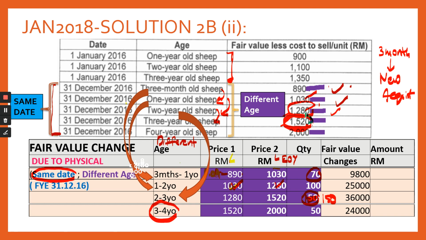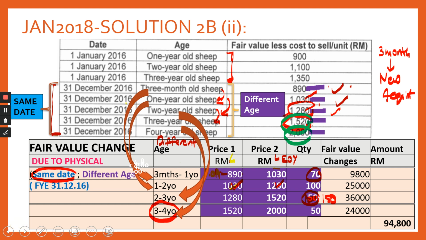I'm using a different color. So 1520 versus 2000. So the price date is the same, the same date, sorry, but you are taking the different characteristic. The different characteristic here is the 3 years old versus 4 years old, different age. So take the difference between the two prices and multiply with the units. That will give you the fair value due to physical change. Remember, physical change is different age group or different physical characteristic, but at the same date. We are looking at the transformation of the physical characteristic at the same date. What is the difference in the fair value? So if that has been done, you will now get a total fair value coming from physical change of 94,800. That is for the first part, due to physical change.